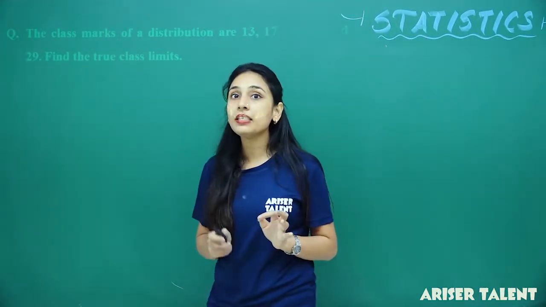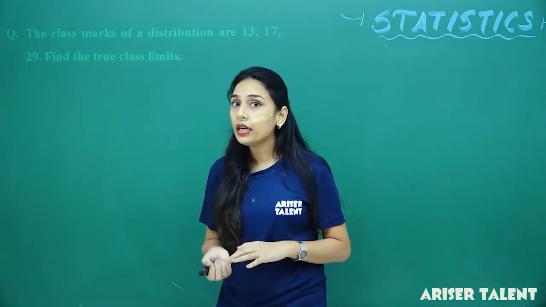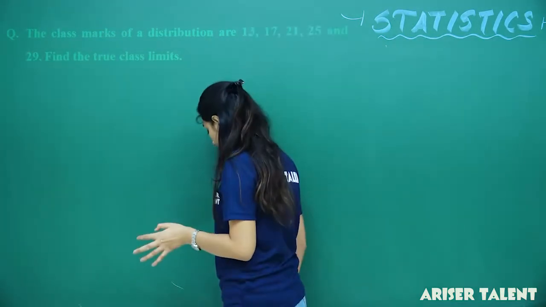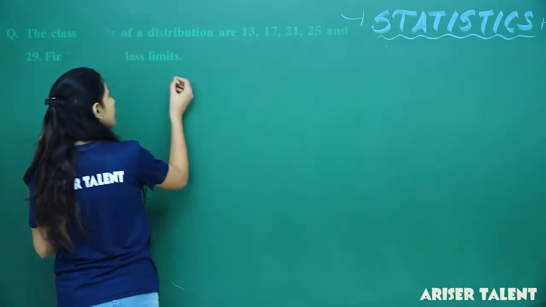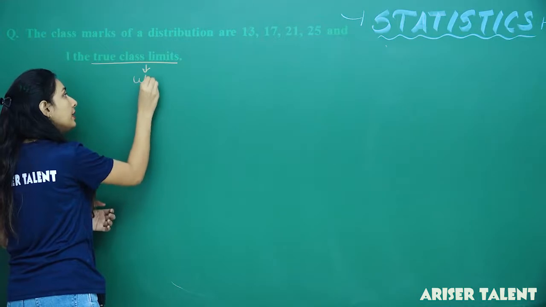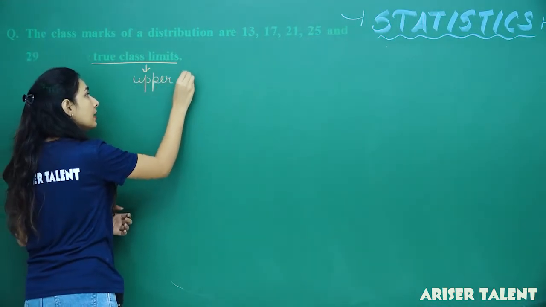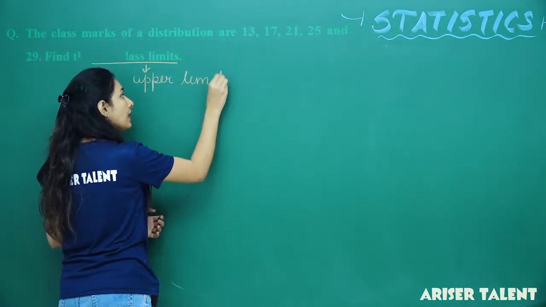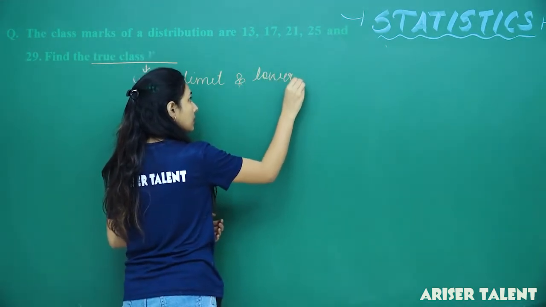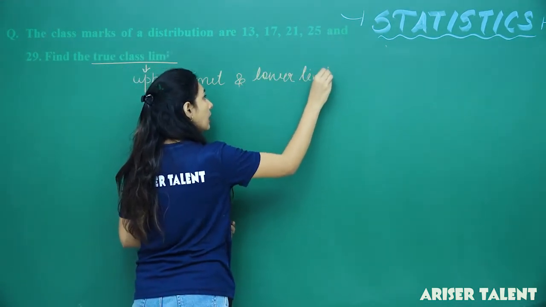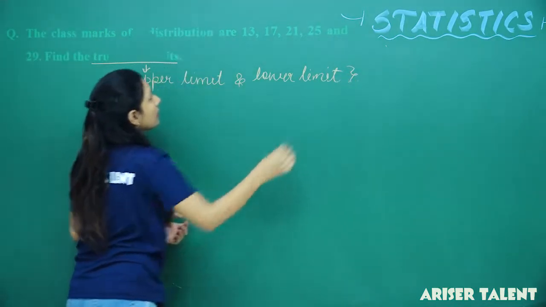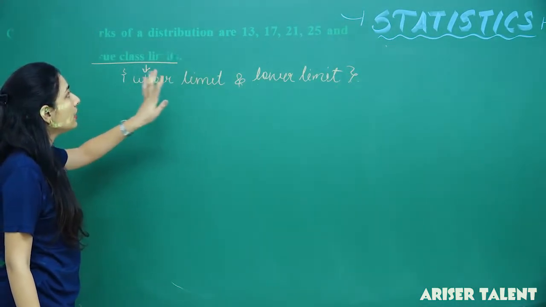Now, true class limits, that means the upper and the lower limit. Again I am telling you, true class limits mean upper limit and lower limit. Right or wrong? Understood? So, this is our upper limit and lower limit.